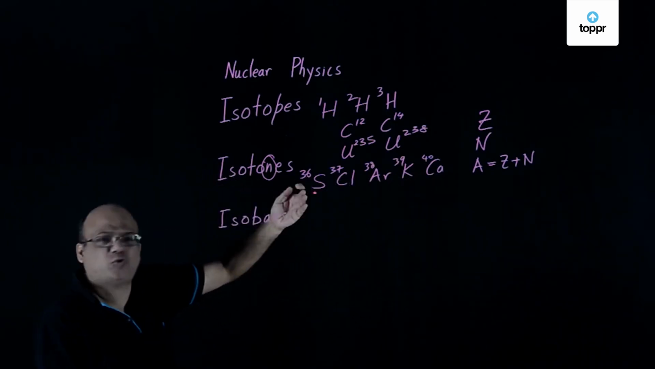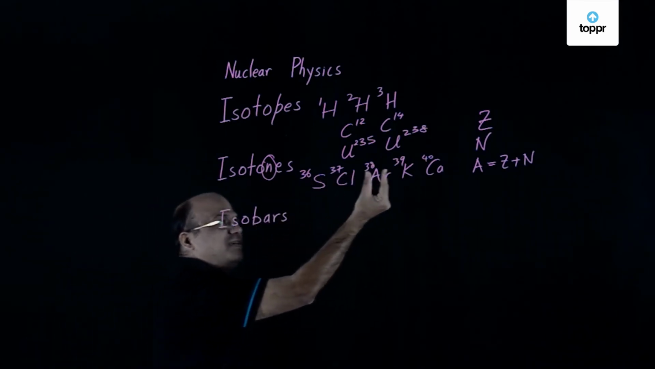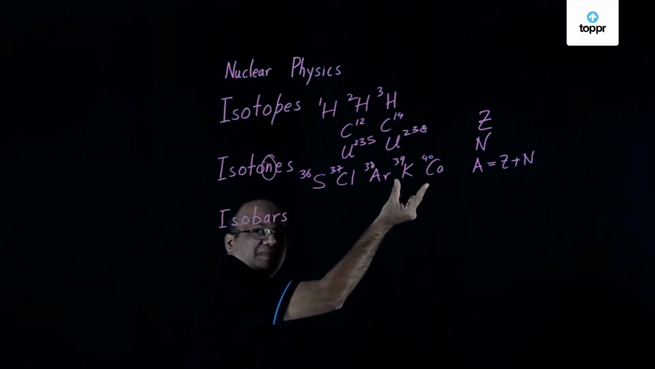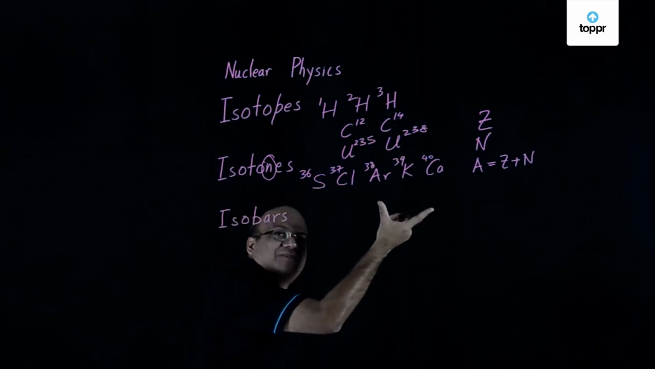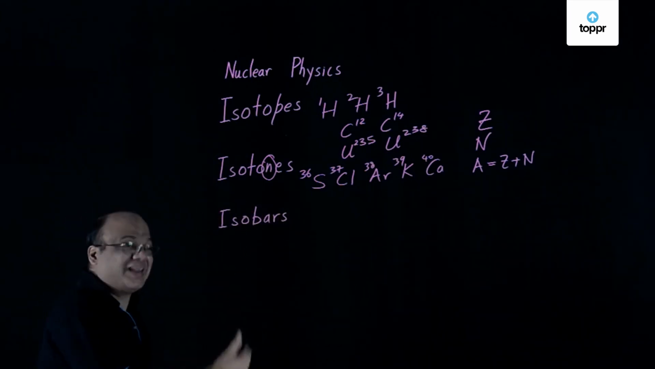All these are isotones. You may wonder how these mass numbers came about. These elements can have various isotopes, right? Each one of them. And this series happens to have the same number of neutrons, 20 neutrons. So they are isotones, right?